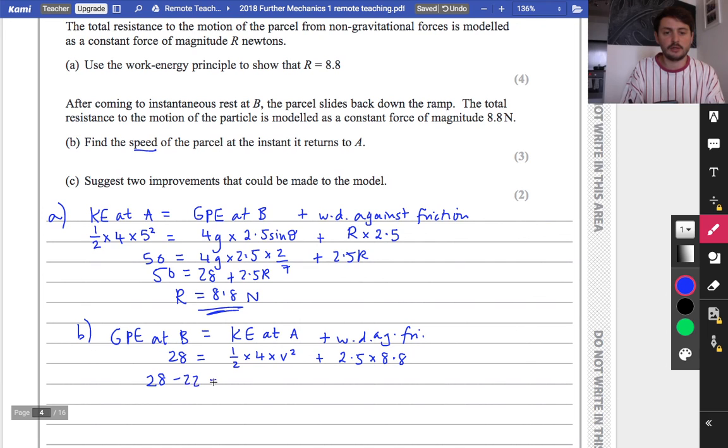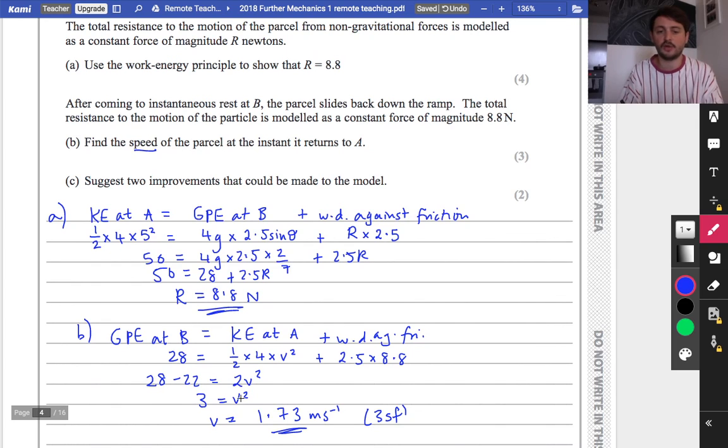So that is 28 take away 22 is equal to 2v squared. So that is 6 over 2, which is 3. So 3 is equal to v squared. So v is equal to the square root of 3, which is 1.73 meters per second. And that's obviously to 3 significant figures. That's just solving the equation there if you didn't follow what I was doing.